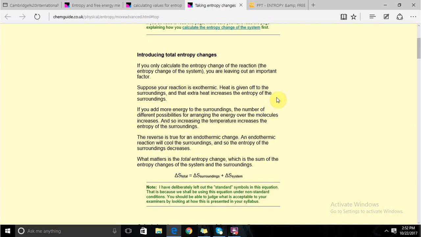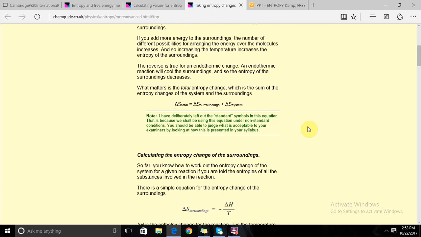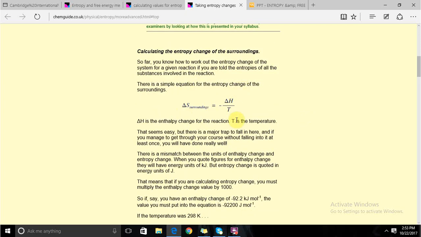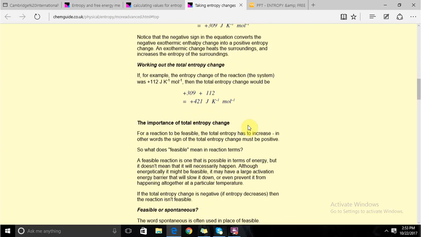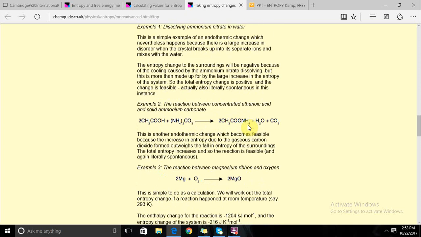And now they're introducing total entropy changes. If you only calculate the entropy changes of the reaction, you are leaving out an important factor. Suppose the reaction is exothermic, heat is given off to the surroundings, and that extra heat will increase the entropy of the surroundings. If you add more energy, the number of different possibilities for arranging the energy over the molecules will increase, and the reverse is also true, and therefore you need to consider total entropy change, which is basically summation of entropy of surroundings and entropy of the system. Again, we have the same formula we talked about before. We'll talk about this later.